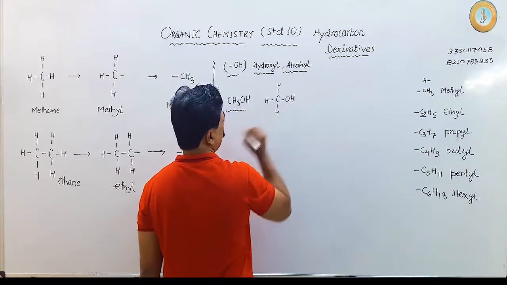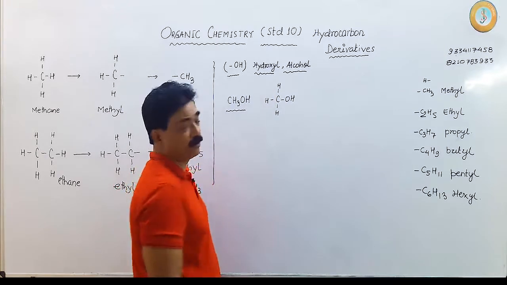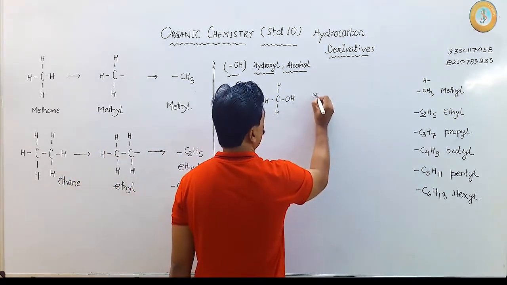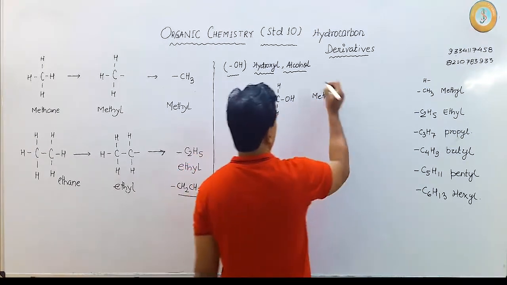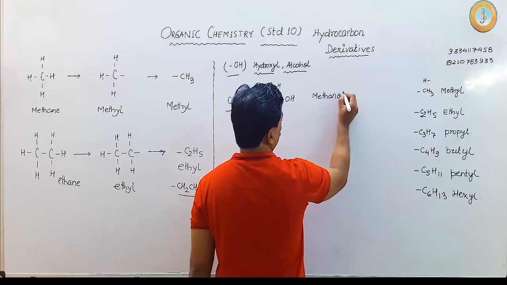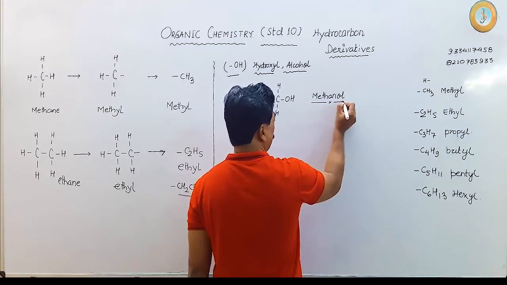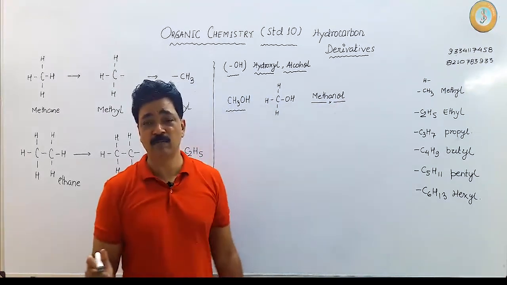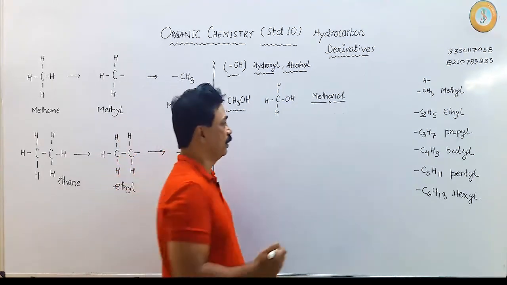OH. So always one radical hydrogen is replaced and a hydroxyl group is attached. So this name is methanol. Methane, you don't write E and you write the OL. So methanol. The name, you can split it. Methane word is used, so it is a single carbon compound, and alcohol means OH attachment.